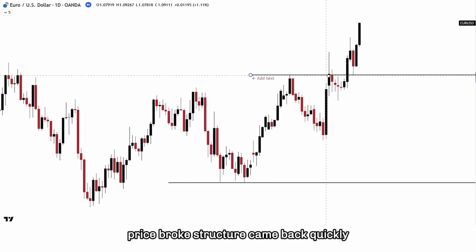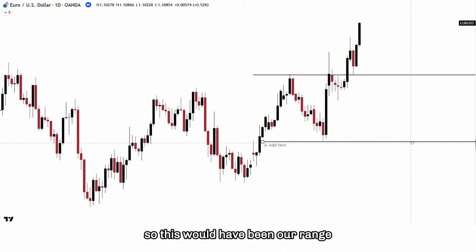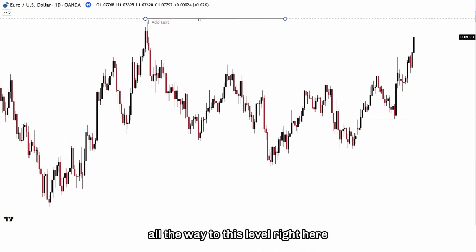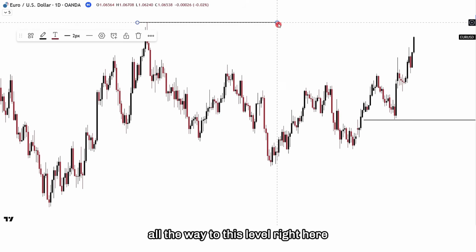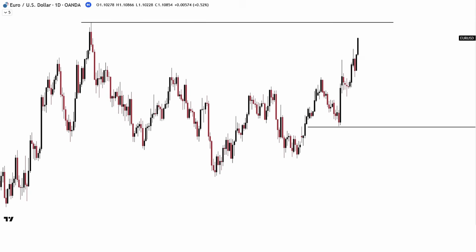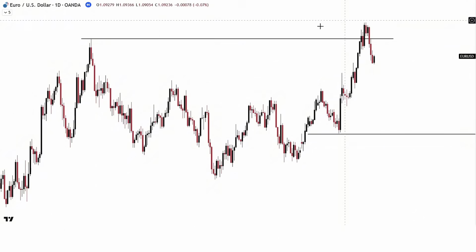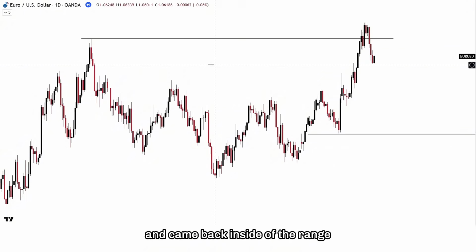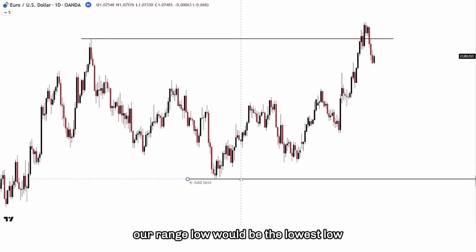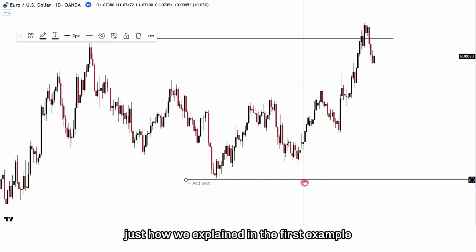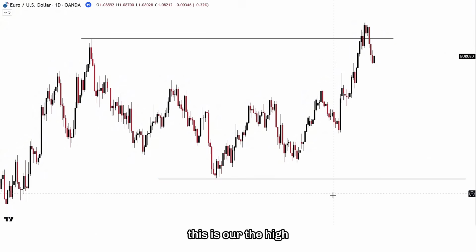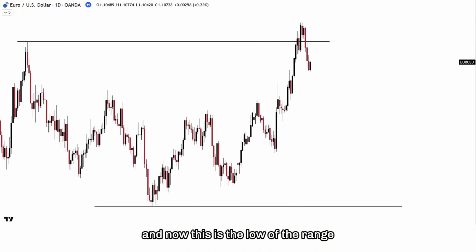So what happened here? Price broke structure, came back quickly. So this would have been our range and then price expanded. So now you might get an overextension all the way to this level right here. So now that price broke structure and came back inside the range, where is our range low? Our range low would be the lowest low, as we explained in the first example. This is the high, and now this is the low of the range.